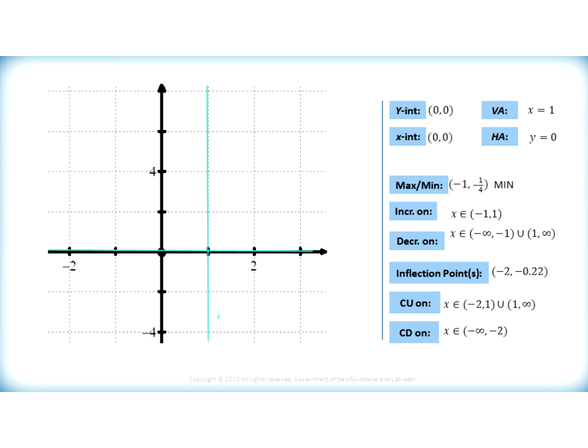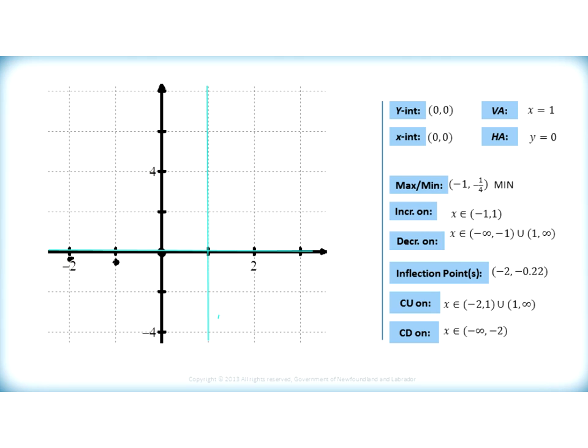And then we have to plot our critical points, and we only had one of those, -1 and -1/4. So this is a scale of, looks like 2 units to a block. So -1/4 is going to be way down here. I'm going to exaggerate that. That's probably a little farther than it's supposed to be, but I'm exaggerating a little bit to make it clearer for you. And our inflection point was at -2 and -0.22. So just ever so little bit above where that critical point was.